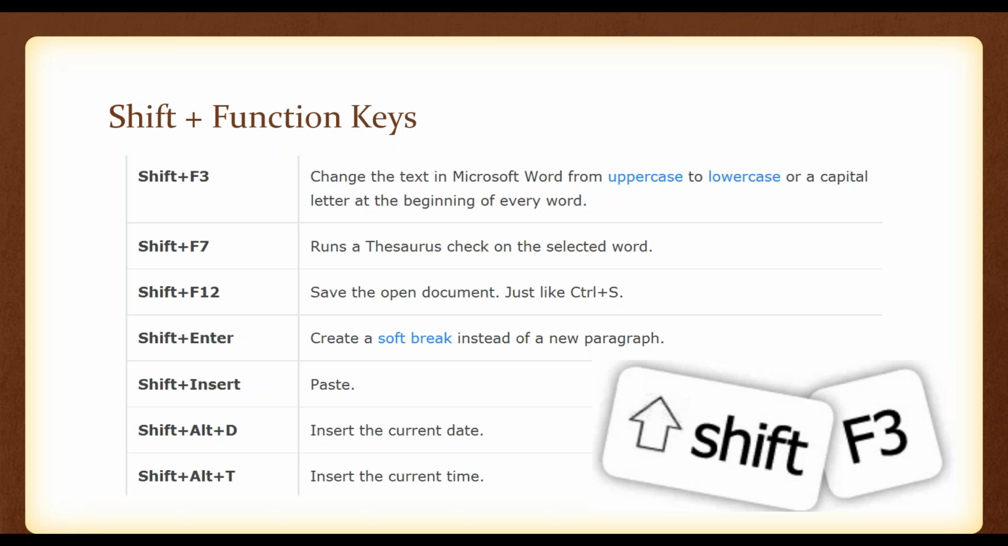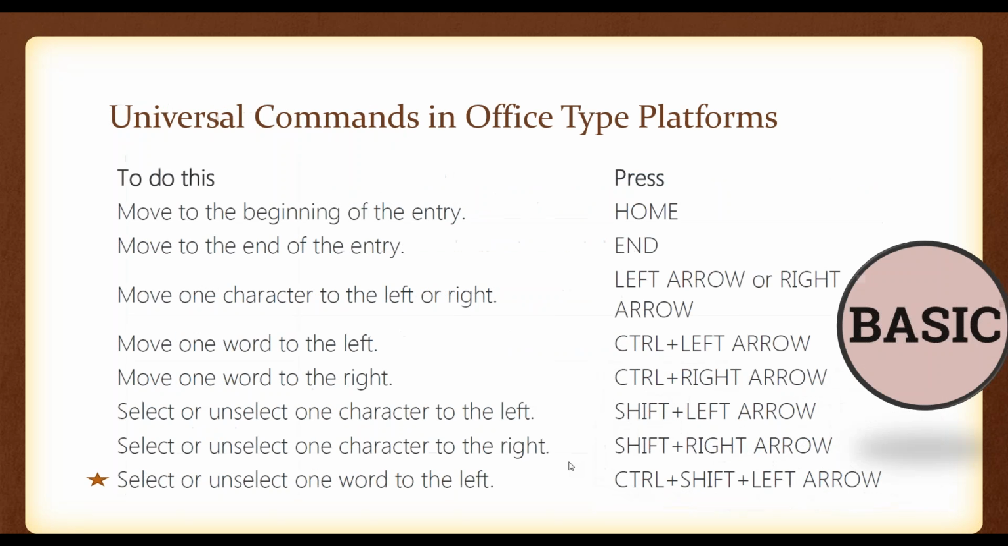Shift Enter creates a soft break instead of a new paragraph. That is usually for moving onto another page, things like that, where you want it to not bleed up to the page above it. Shift Insert pastes something. Shift Alt D inserts the current date. Shift Alt T inserts the current time. So you can see there are a lot of things to do.